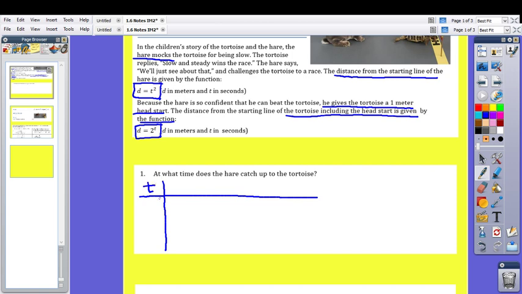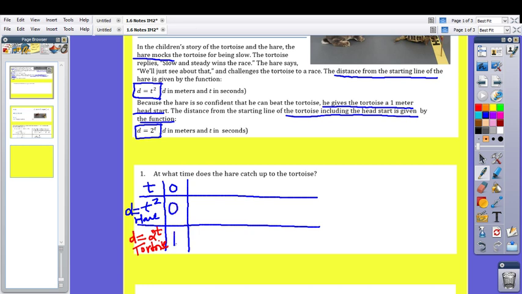So let's do the distance for the hare, which is the t squared function. So this is here, and then let's do the tortoise, which is d equals 2 to the t power, and this is the tortoise. Okay, so let's go back. When t is 0, then in that case the hare was at 0 meters, but the tortoise was at 1 meter.